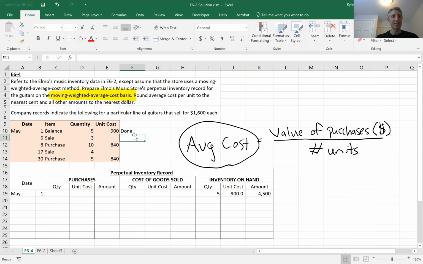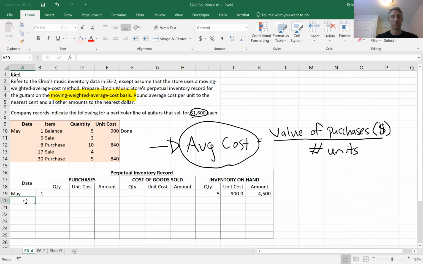Moving forward to May 6th, Elmo's Music made a sale. They sold 3 units. Now, again, it's leaving unit cost blank. It does give us, at least in E6-2, what the selling price is, and the selling price was $1,600. But I don't need to know the revenue amount in order to calculate what the cost of goods sold is. The cost of goods sold with the moving weighted average method is driven by this formula multiplied by the number of units. If we sold 3 units, I'm going to categorize it under the cost of goods sold column.